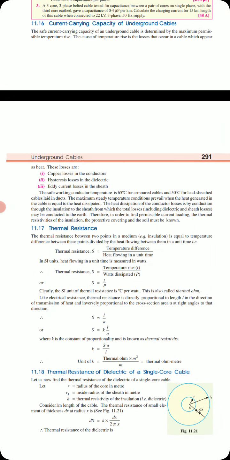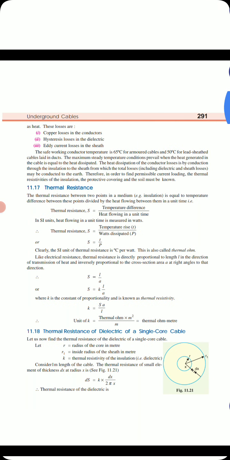The maximum steady temperature conditions prevail when the heat generated in the cable is equal to the heat dissipated. The heat from the conductor losses is dissipated by conduction through the insulation to the sheath, from which the total losses, including the dielectric as well as the sheath losses, may be conducted to the earth. Therefore, in order to find the permissible current loading, the thermal resistivities of the insulation, the protecting covering and the soil must be known.